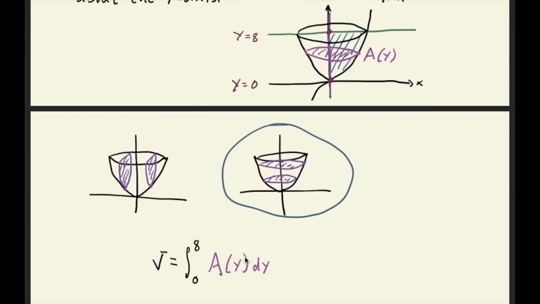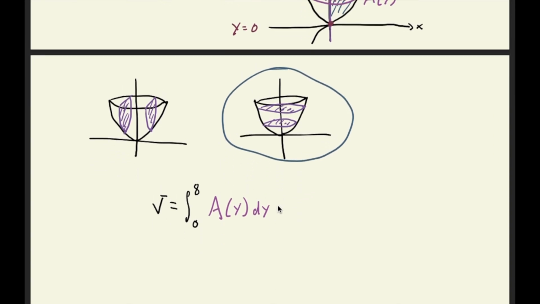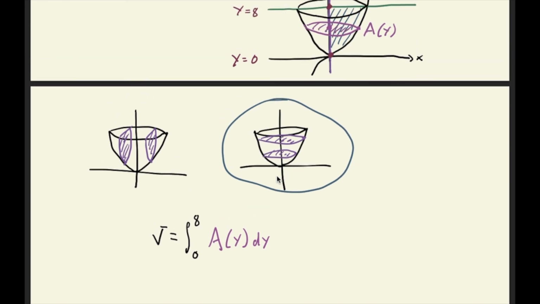So you can think of A(y) dy as an infinitesimal volume of a very, very short cylinder, right? And you add all of them from 0 to 8, you get the volume of your region. Okay, so it's a pretty similar process. All we have to do now is figure out a formula for A(y), and we can integrate and compute the volume.